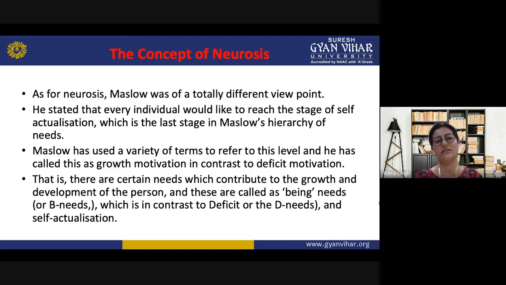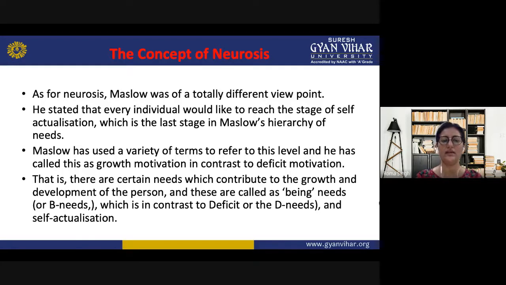Then there is another concept discussed by Maslow, that is the concept of neurosis. As for neurosis, Maslow has a different point of view, and he stated that every individual would like to reach the stage of self actualization. So every person wants an ideal life for themselves. This is the last stage of Maslow's hierarchy of needs. Maslow has used a variety of terms to refer to this level, and he has called this growth motivation in contrast to deficit motivation.